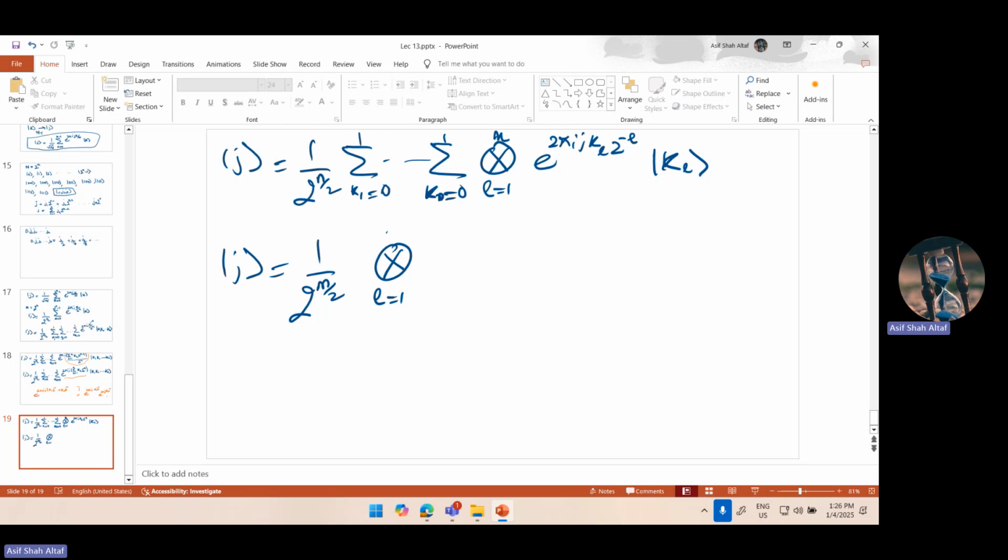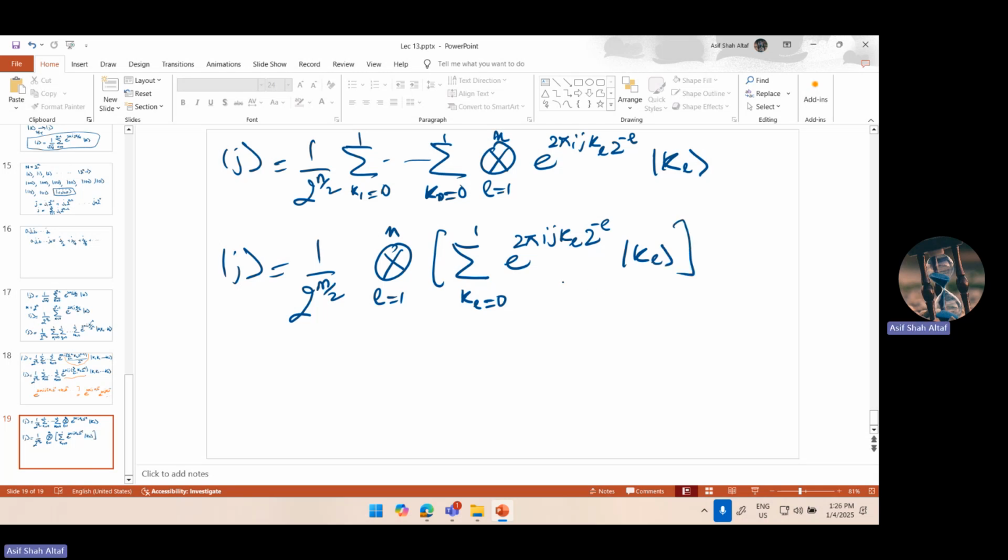Now, since we can move summation and this product back and forth here, I can write it also as the sum over KL equal to 0 to 1 of e to power 2 pi ij KL 2 to the minus L, and then you have KL.